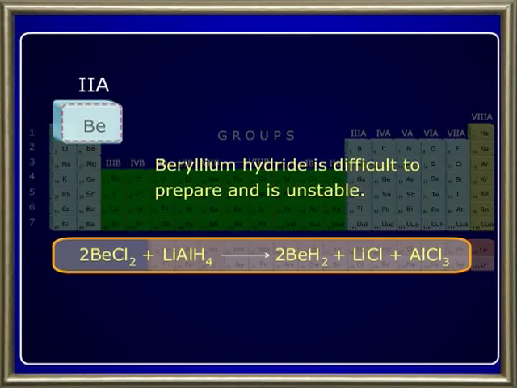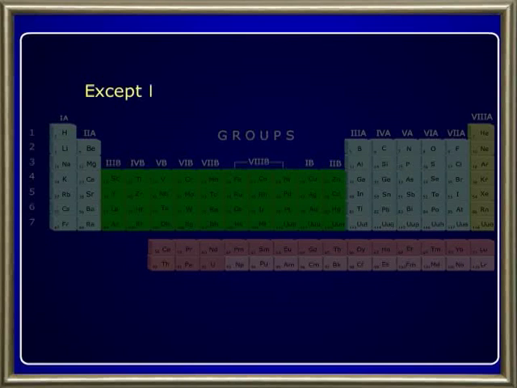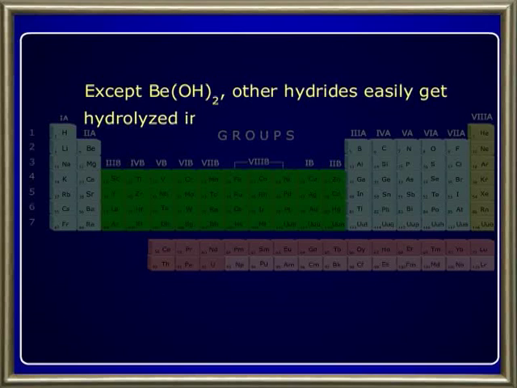The chemical equation is 2 molecules of beryllium chloride plus lithium aluminium hydride gives 2BeH2, which is beryllium hydride, and LiCl, which is lithium chloride, and AlCl3, which is aluminium chloride. Except beryllium hydride, other hydrides easily get hydrolyzed in water and emit hydrogen.